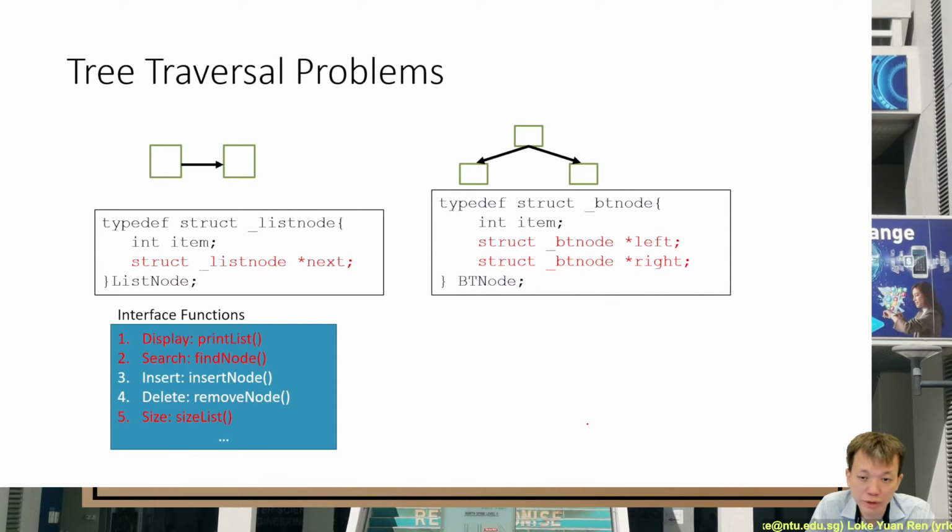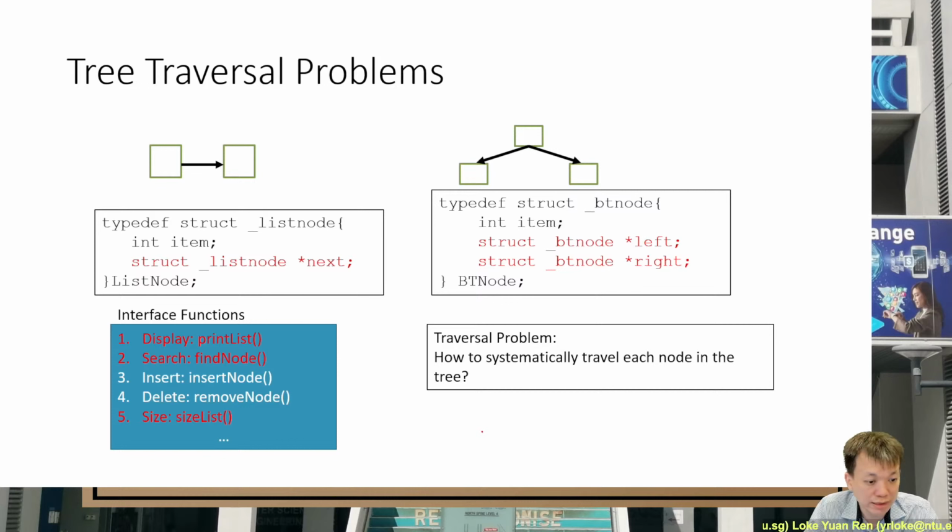Same thing, when you create such a tree, you should think about what you can use it for and how to use it. So back to the utility functions: display, search, insert, delete, size. You'll find that display, search, and size are actually doing the same thing. In short, it's a traversal problem among display, search, and size. That means I need to visit every node systematically. I want to display all the data, all the elements in this tree, so I need to visit systematically every node in this particular tree.